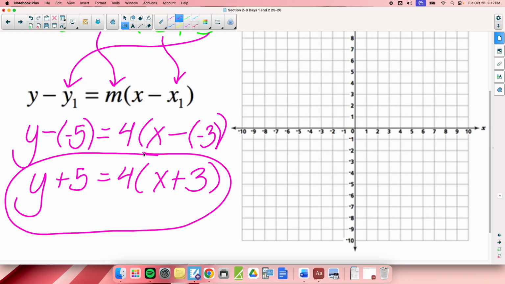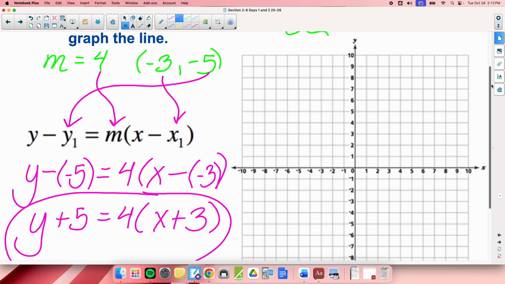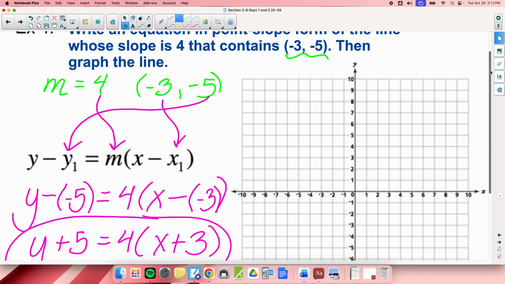Okay, so Bob. Yeah. I have a question. When you go to graph it, right? Yep. You do your -3, -5. Yep. But it's just 4, so you just keep going up 4. And then, good question. That 4 you think of as it's over 1. So you go up 4 over 1, okay?